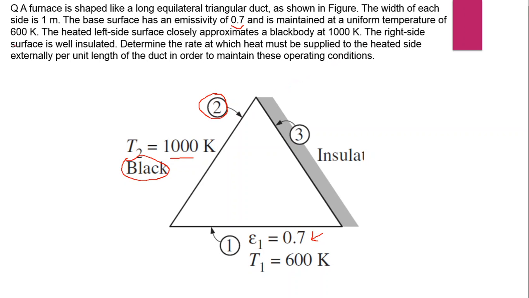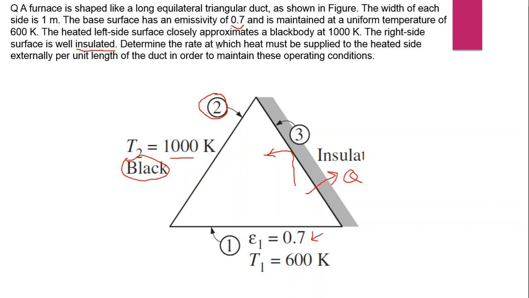The right side surface is well insulated. Okay, so here we got the third surface that is well insulated, meaning totally insulated. And what is the meaning of insulation? No heat can transfer through this surface. So neither can this surface absorb any heat nor can it transfer any heat. At most what it can do is reflect heat. Only reflection is possible, right.